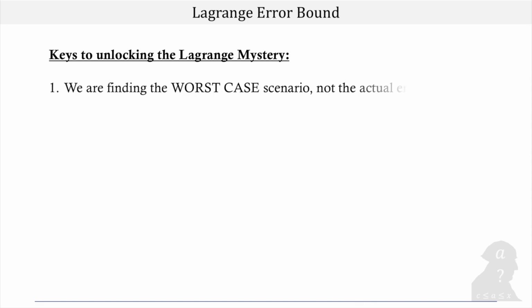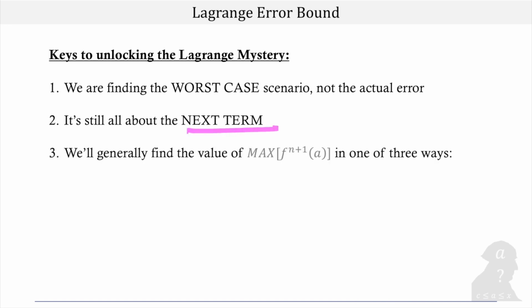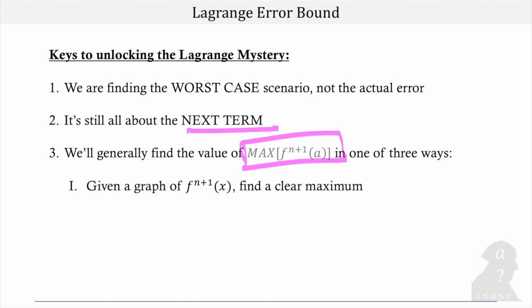The keys to unlocking the Lagrange error mystery. First of all, we are finding a worst case scenario, not the actual error. It's still all about the next term. We'll generally find the value of this mystery fellow, the max n plus 1 derivative at a, in one of three ways. We'll be given a graph of the n plus 1 derivative, and we can use that to find a clear maximum.